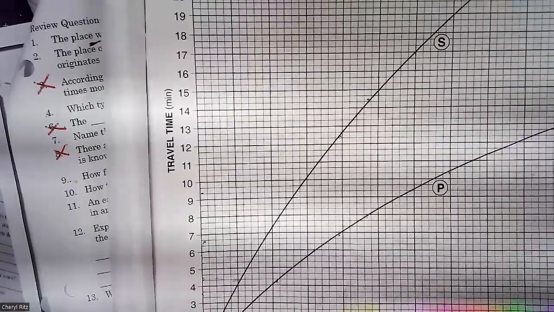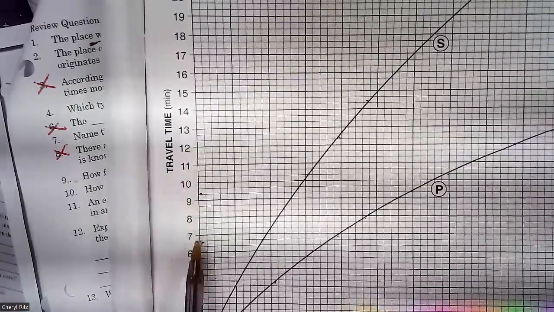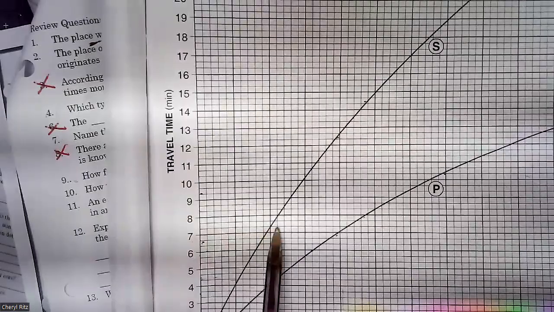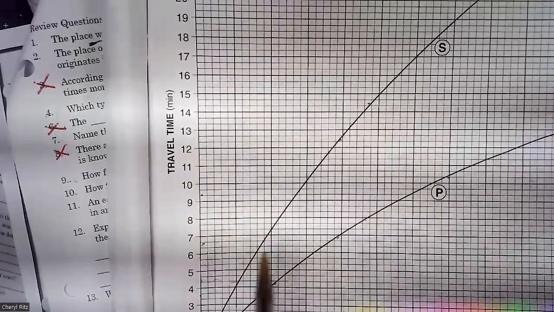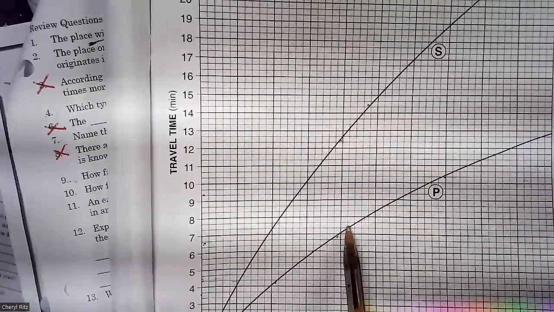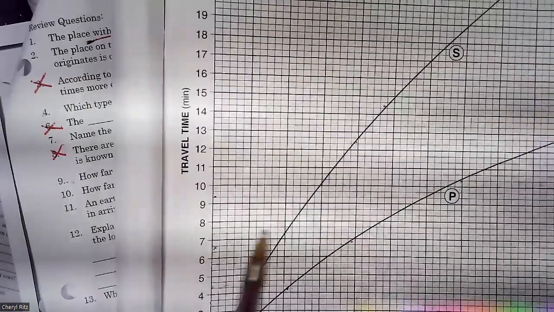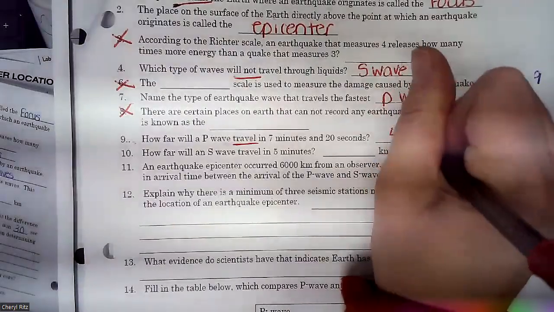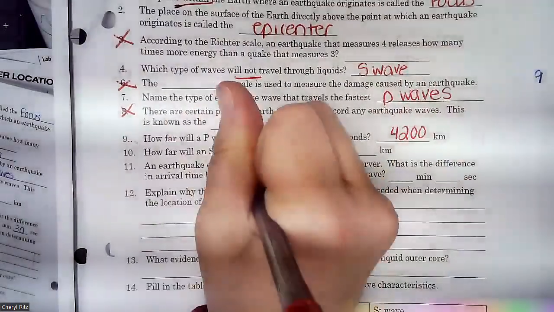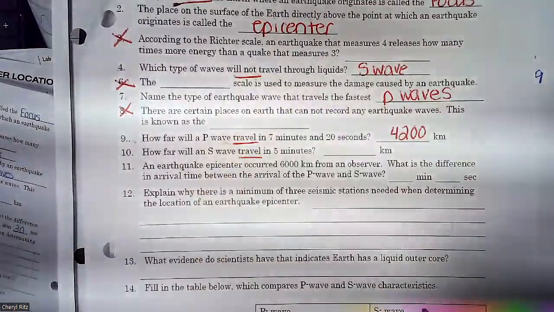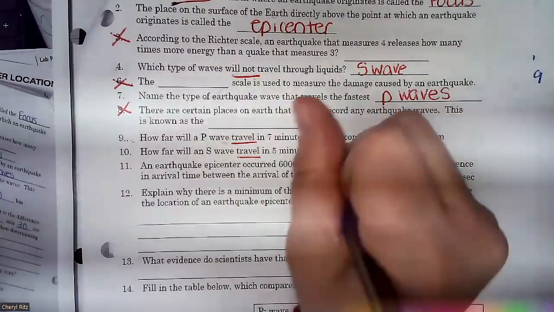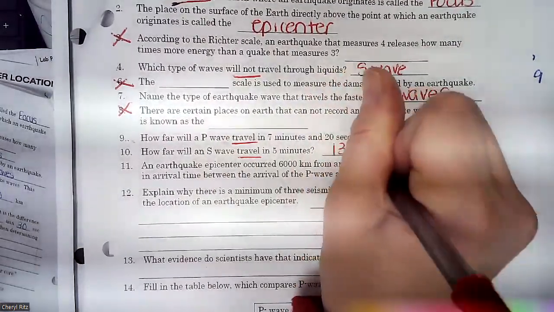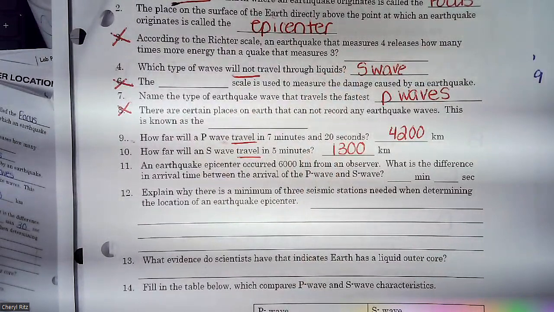So I just asked myself, well, what did they give me? Well, there's travel time right there, 7:20. They did specifically ask about the P wave. It looks like it goes 4,200 kilometers. Again, question 10 now just says travel. They did just give you the S wave for that one. I got 1,300. Everybody good with that one?